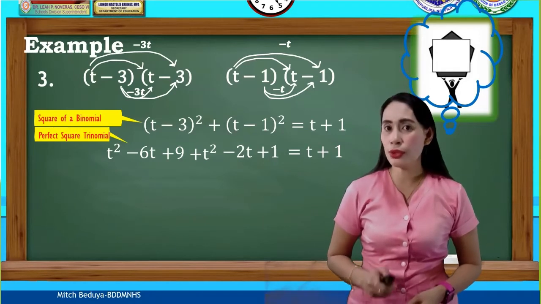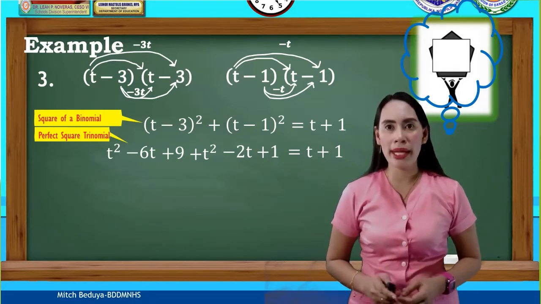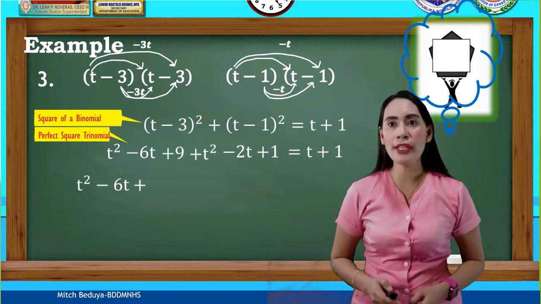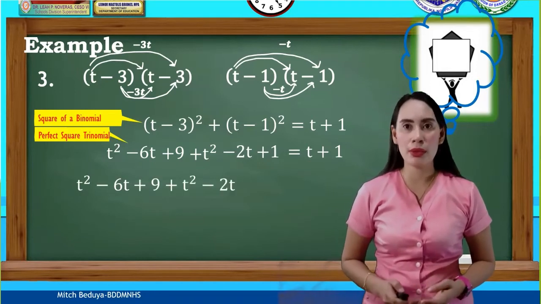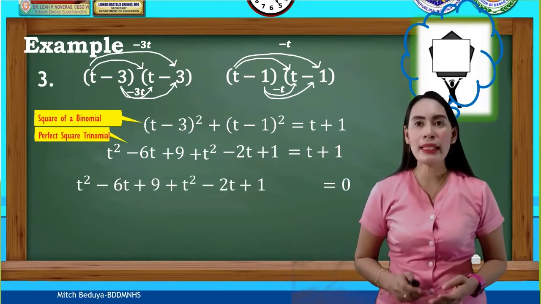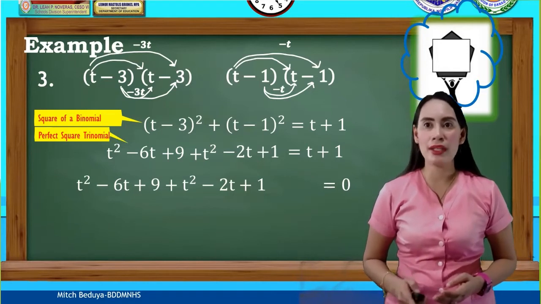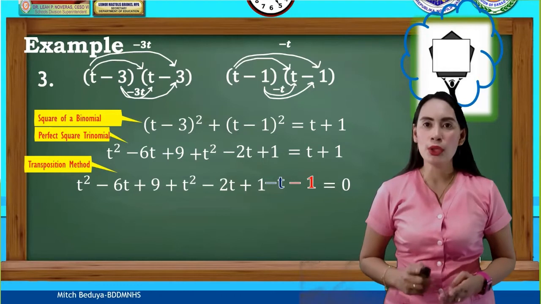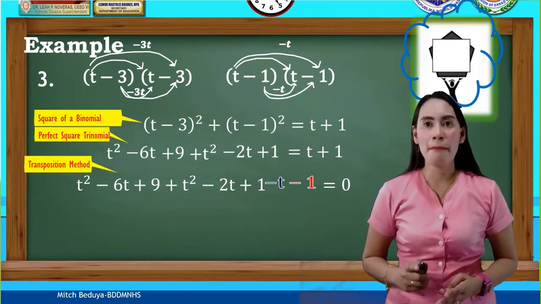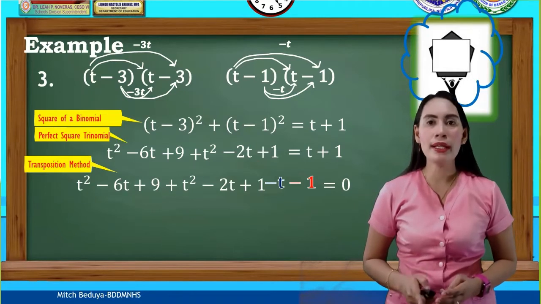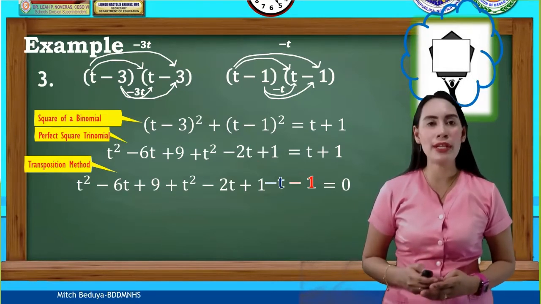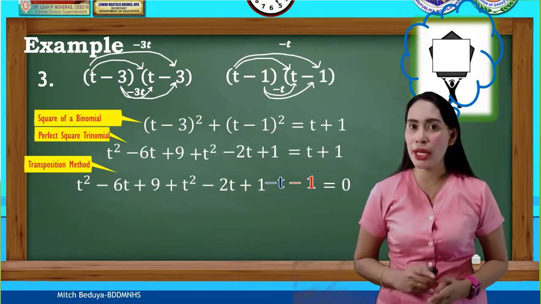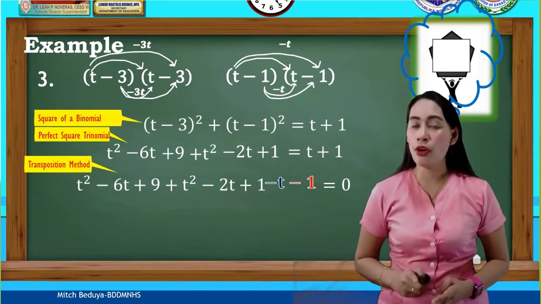Please take note of this. The shortcut way to make the right side of the equation equal to 0, we transpose t plus 1 to the left side of the equation. So this makes t plus 1 into negative t minus 1. Again, if we transfer a term to the other side of the equation, we have to change the sign of the term.